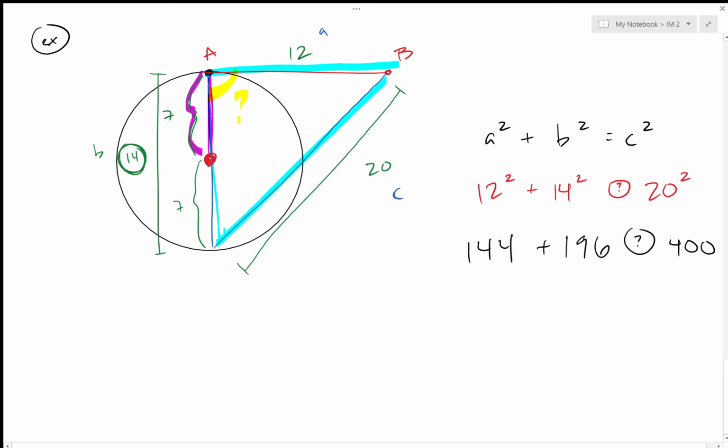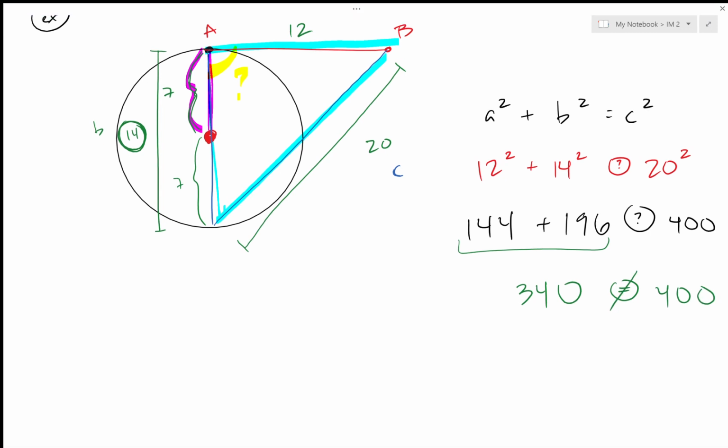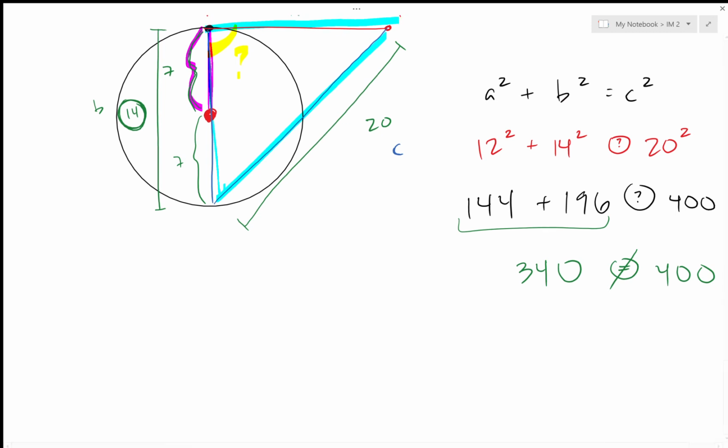All right, so let's go ahead and add these up. 144 plus 196 gives me 340. And we got 400 over here, so are they equal? No, they are not. So if they're not equal, the Pythagorean theorem does not work, meaning it's not a right angle, meaning that no, line AB is not tangent to the circle.